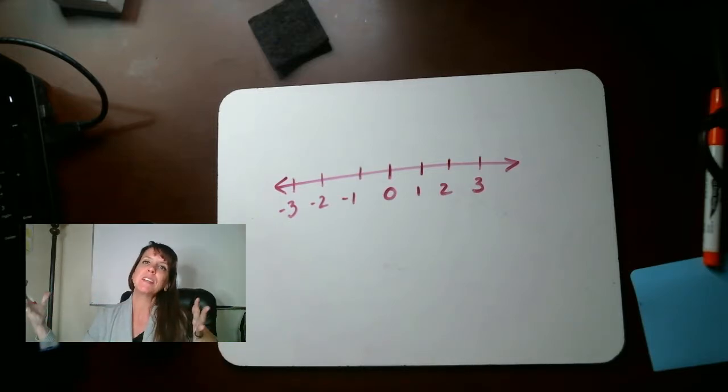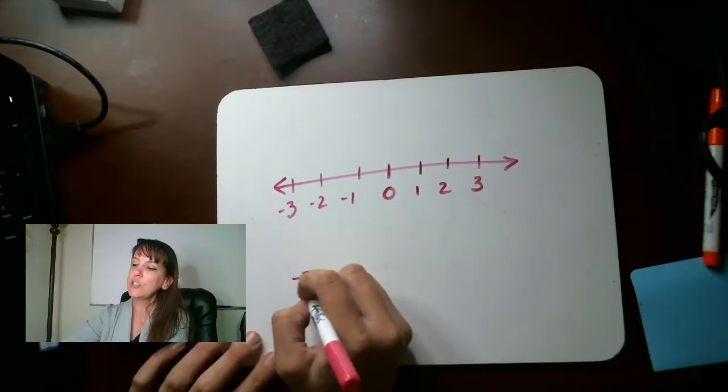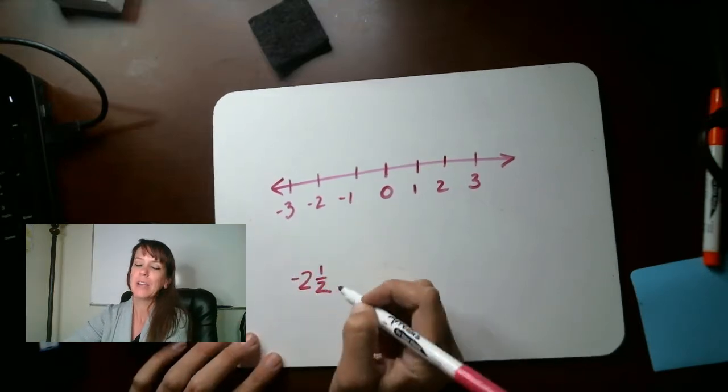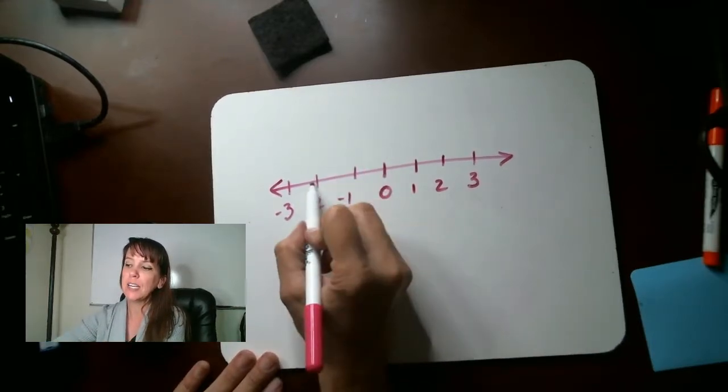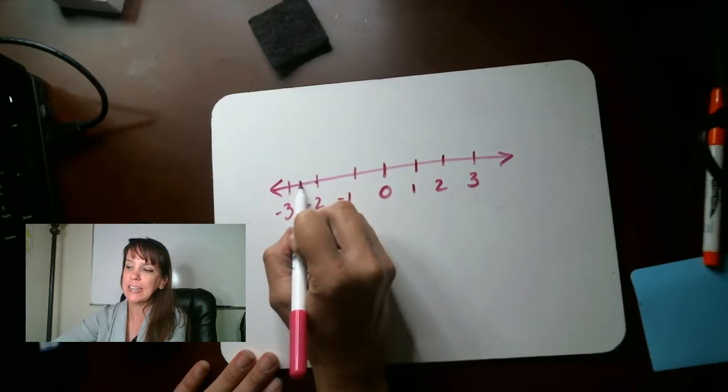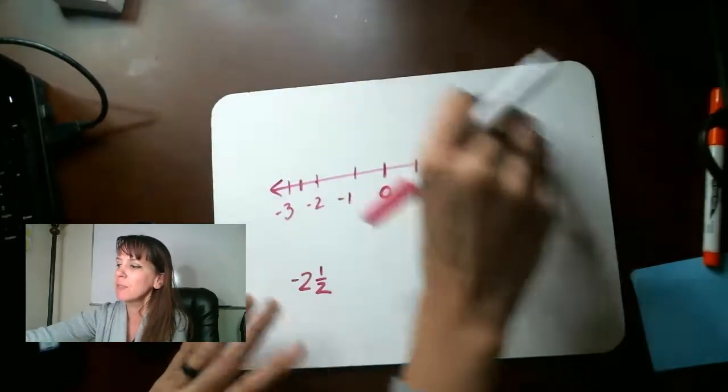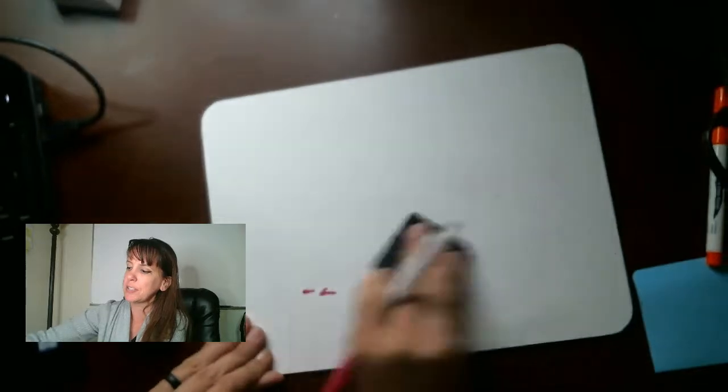You need to be able to put things on the number line, especially non-whole numbers. So if I give you -2 and 1/2, -2 and 1/2 comes between -2 and -3, not -1. So it's going to come right in between here. Get some familiarity with that so that you understand.